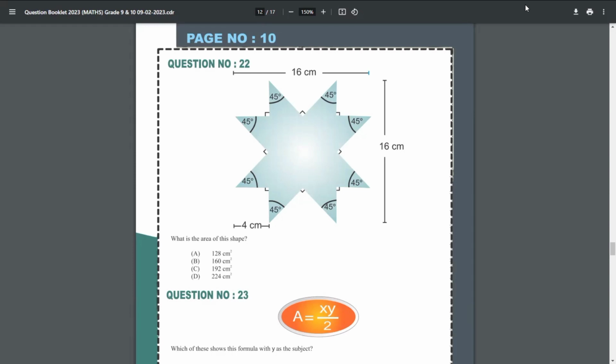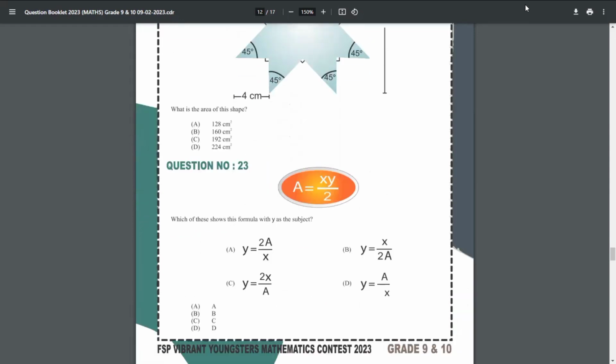Question 22. What is the area of this shape? The correct answer is option A, 128 centimeters square.